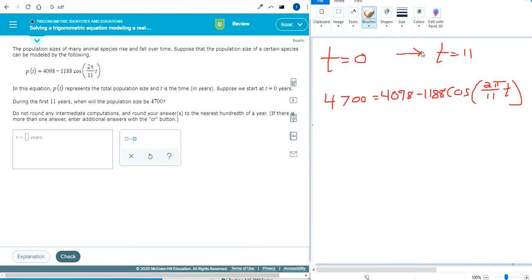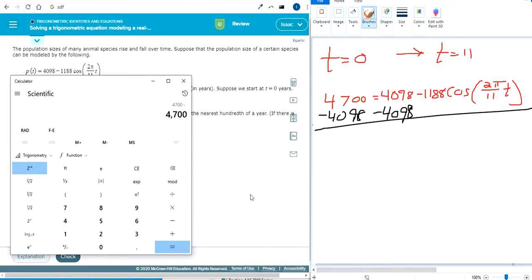So just as a heads up, though, we cannot combine these two first, right? We can't do 4098 subtracted by 1188 because the order of operations says we have to multiply 1188 first. So since we don't know what t is, we can't do that multiplication, so we got to use an algebra trick. So subtract 4098 from both sides. So we got 602 on the left.